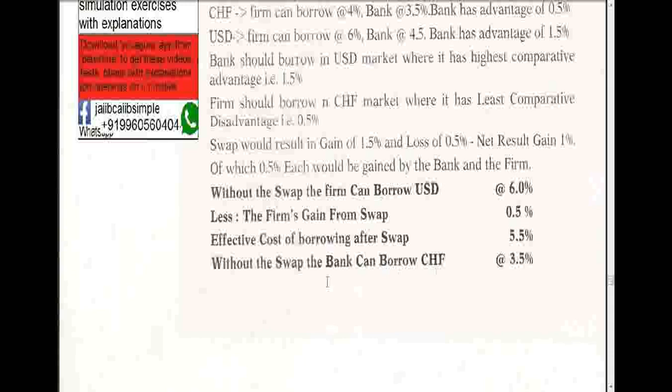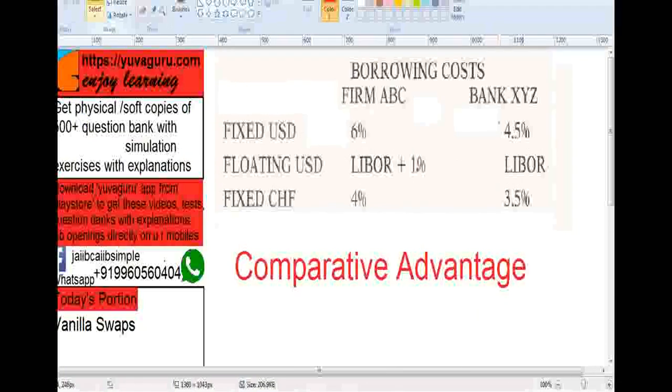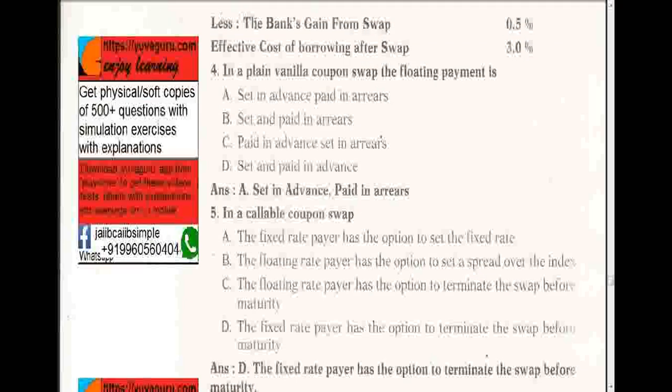Now similar is the case with the bank. Without swap the bank would have borrowed CHF at 3.5%, right? See this 3.5%. Now what happens is again the bank has also gained 0.5% from the swap because these are mutually distributed. So 0.5% comes to the bank. So what would the rate of the bank be now? 3.5 minus 0.5, it comes to 3%. So mutually both have gained, the bank and the firm. They have both lowered their cost by 0.5%. That is the advantage of vanilla swaps.